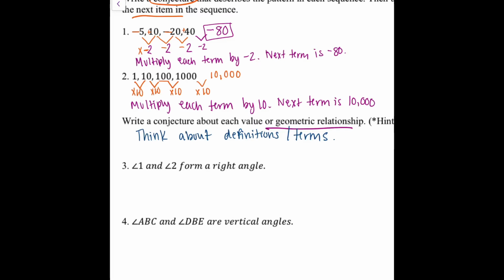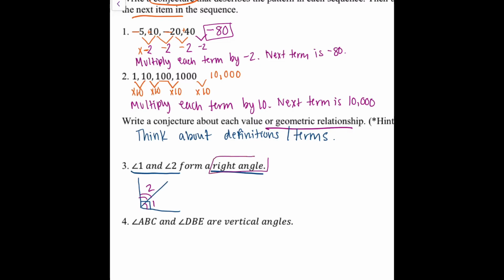Okay, so first it says angle 1 and angle 2 form a right angle. So I'm going to draw a picture here. I know that a right angle creates 90 degrees there, and I'm going to have two angles here. One angle is going to be called angle 1, and the other angle is going to be called angle 2. So what conclusion can I come up with here?